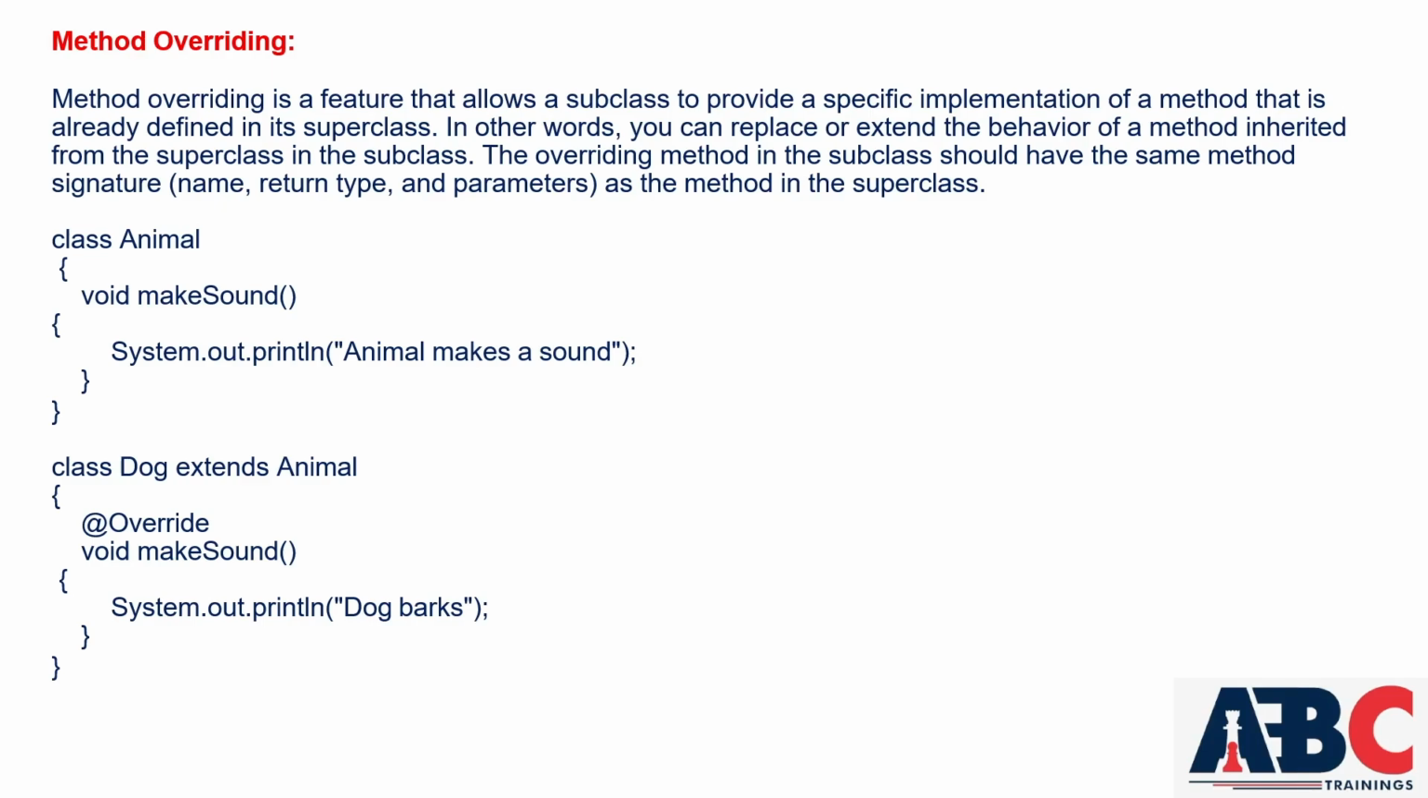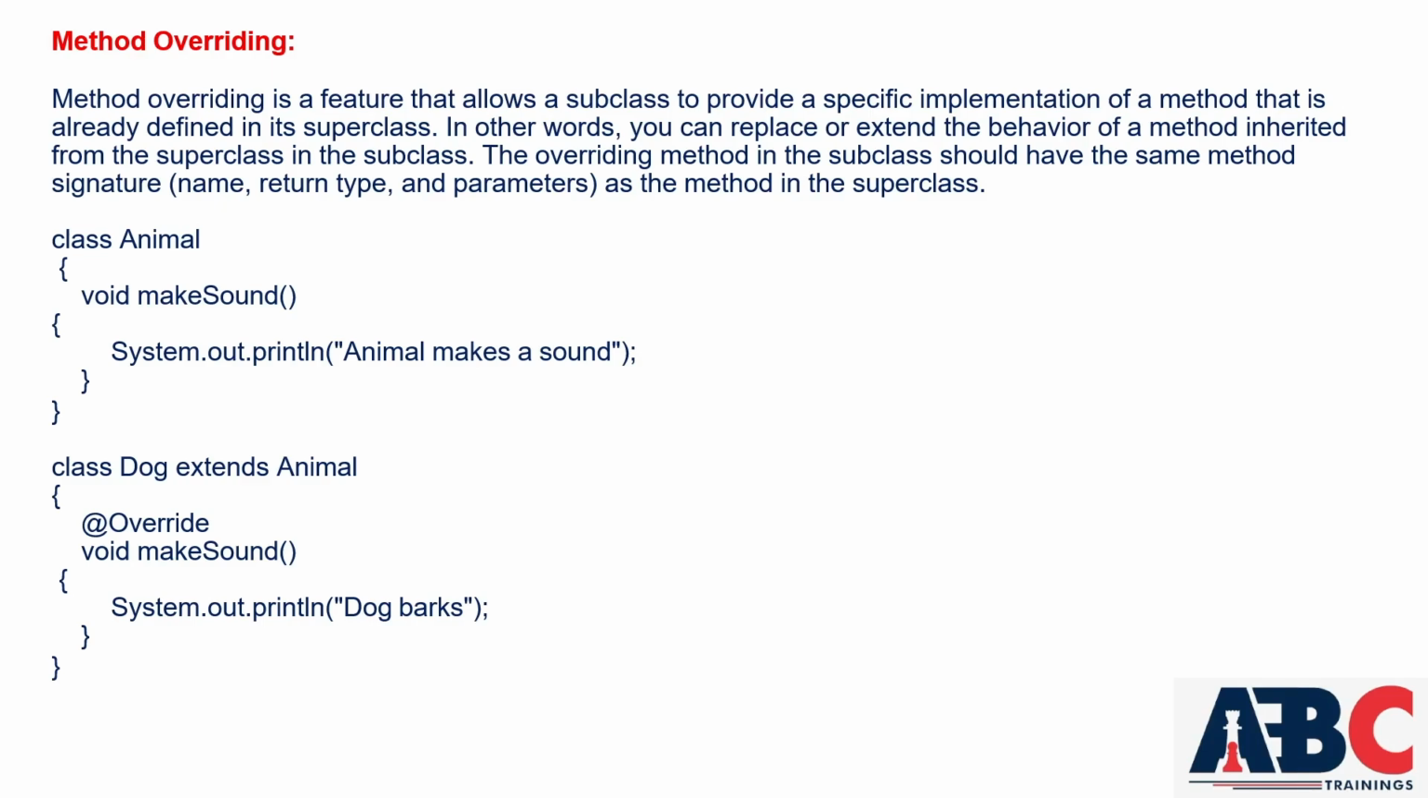Next is method overriding. Method overriding is a feature that allows subclasses to provide a specific implementation of a method that is already defined in its superclass. In other words, you can replace or extend the behavior of a method inherited from the superclass in the subclass. The overriding method in the subclass should have the same method signature.